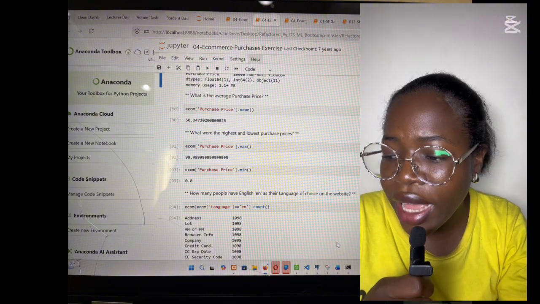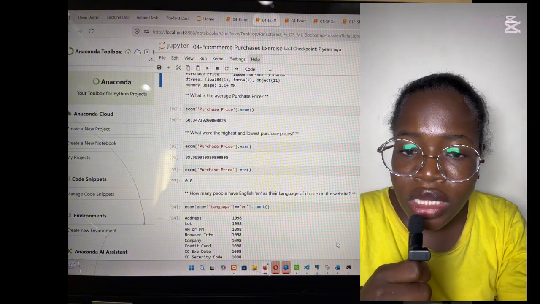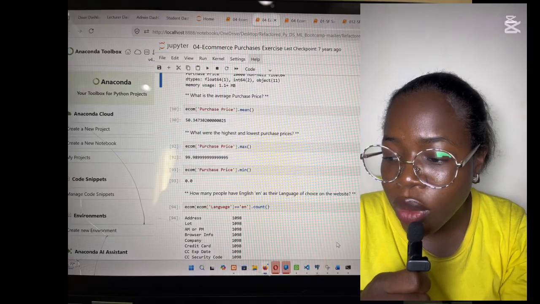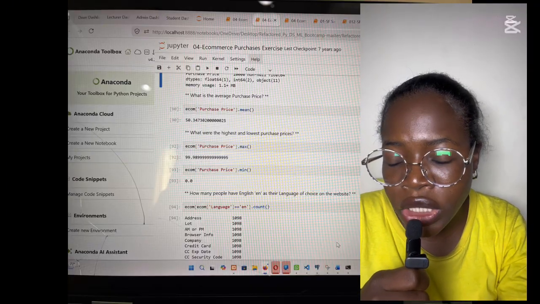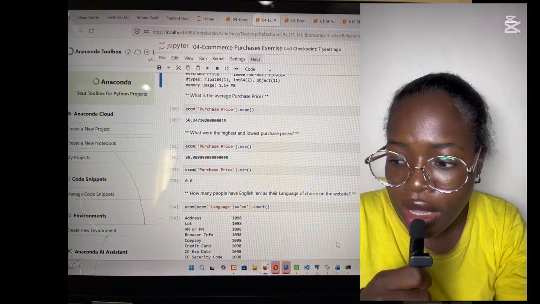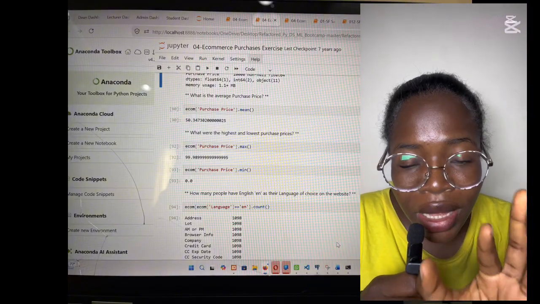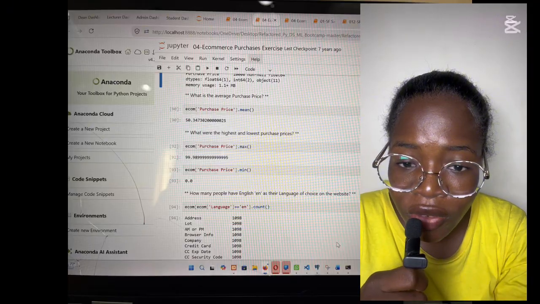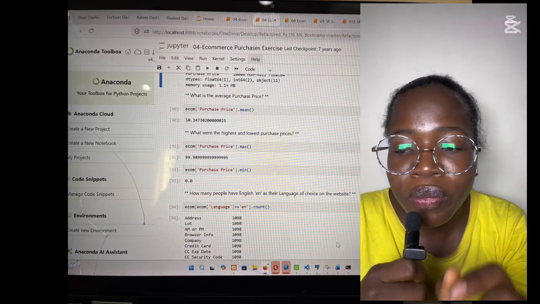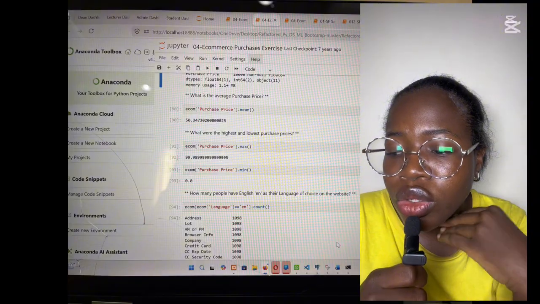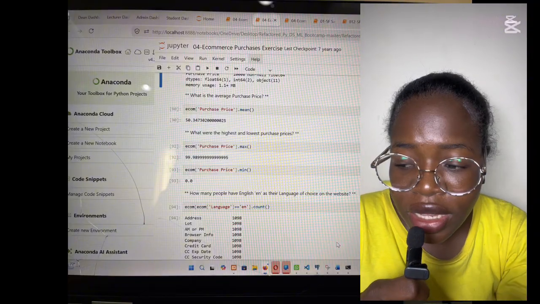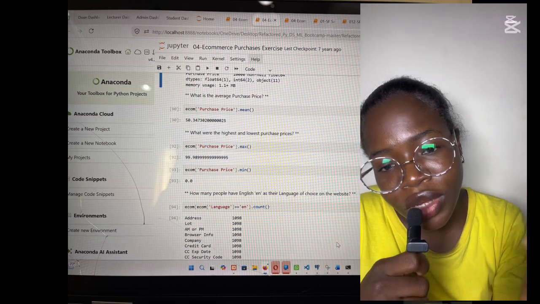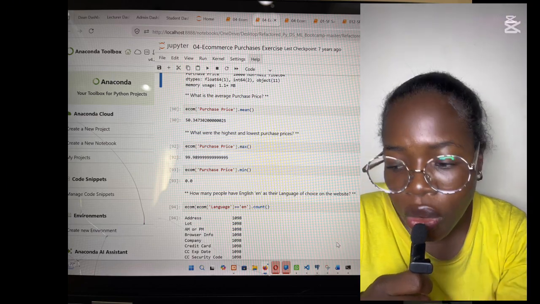Next we have, what are the highest and the lowest purchase prices? We use the same or similar commands. It only varies where we have to use max and min. We use ecom purchase price to call the e-commerce data set, and then purchase price to call the particular column, and then dot max to display the highest value in that entire column. And then the next one means the same thing, ecom calls the data set, purchase price selects the particular column, and then min displays the lowest value in that column.